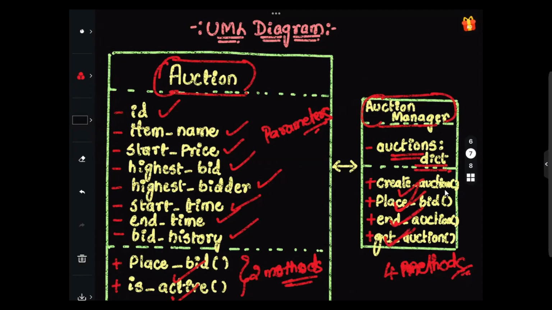So these are the 4 methods that we'll be making use of, and this one parameter that we'll be making use of within the auction manager, nothing but auctions, which is of the type dict. So this is it for the UML diagram.